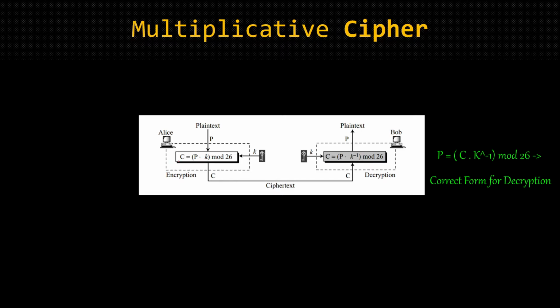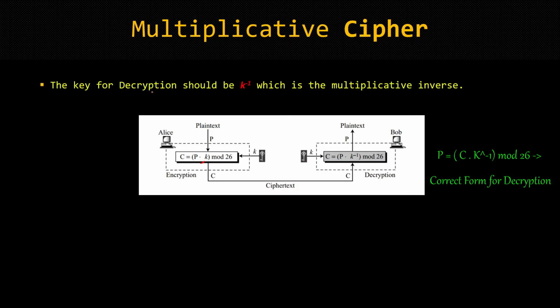So what we do while generating the ciphertext is we use the plain text and multiply that with the key that we are given, and then we mod it. So this is the only difference between the Caesar cipher and the multiplicative cipher, right? One thing that you need to notice is that in decryption, the key for decryption should be k minus 1, okay, k to the power minus 1.